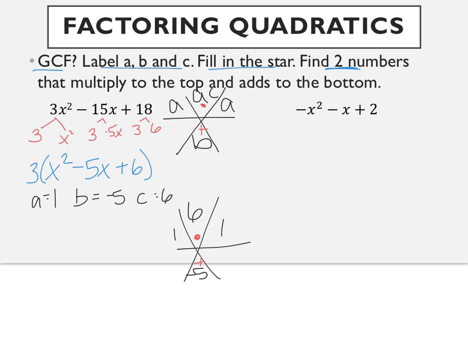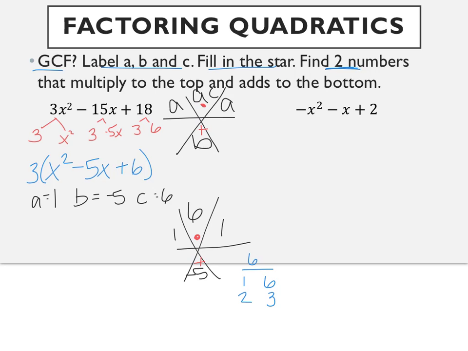So if you're looking at this star and you can't immediately think of the two numbers that multiply to the top but add to the bottom, the best way to go about it is just to start with a number on the top. Well, the only things that I know that multiply to 6 are 1 and 6 and 2 and 3.